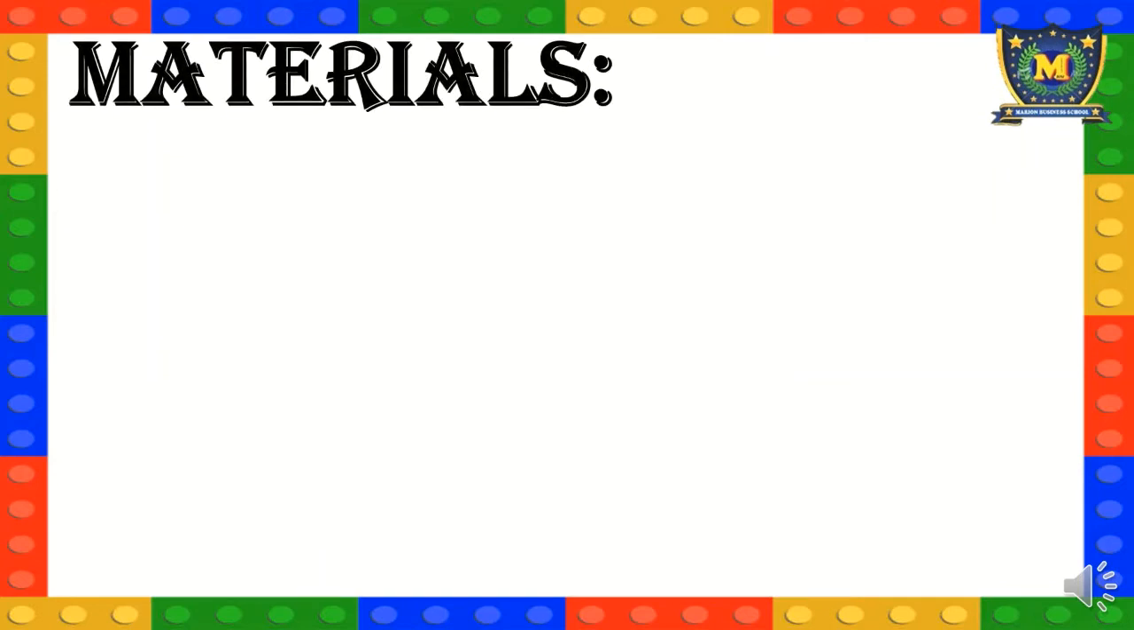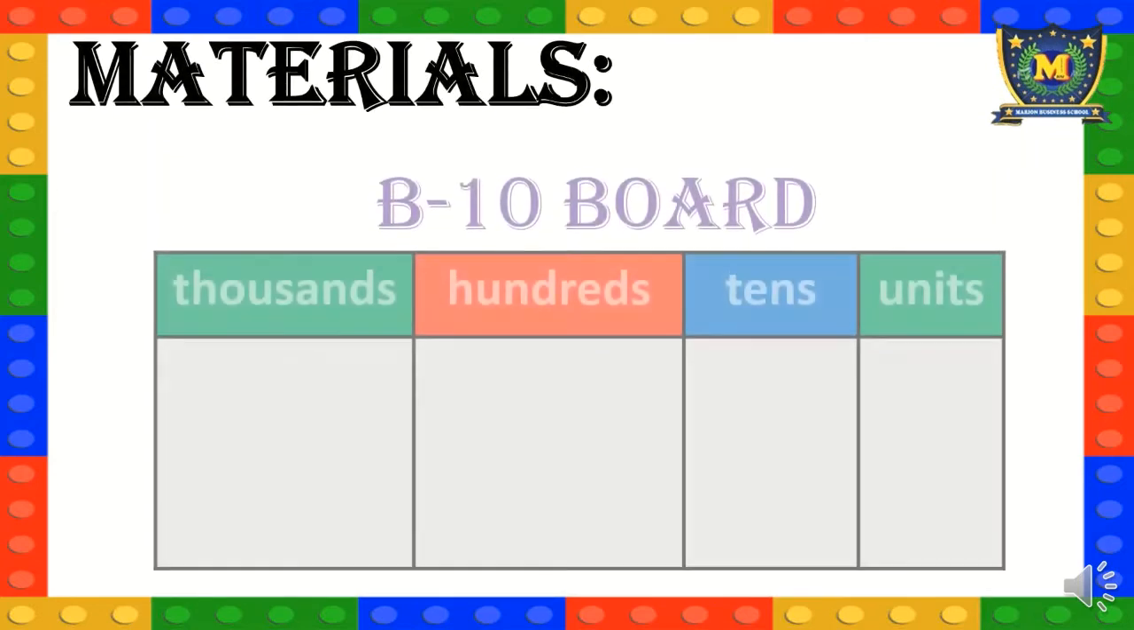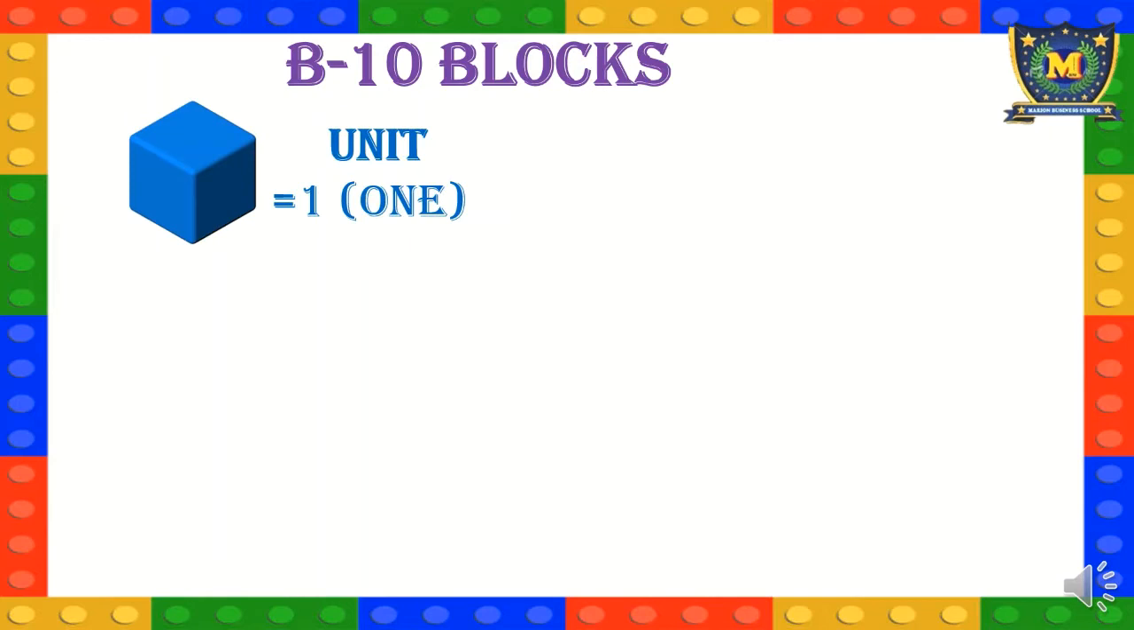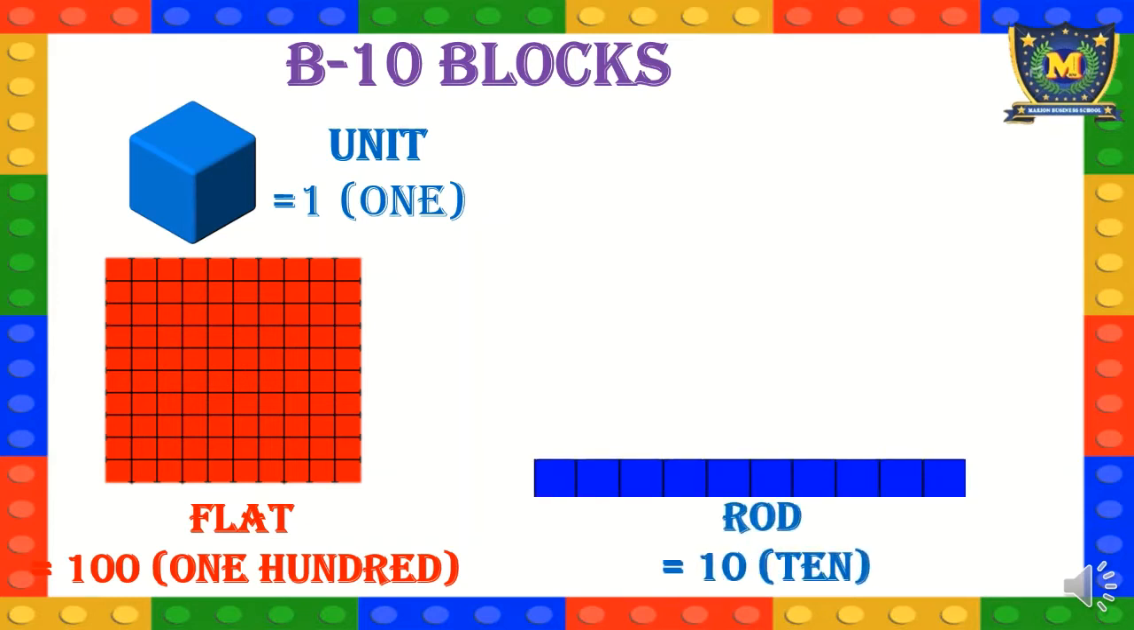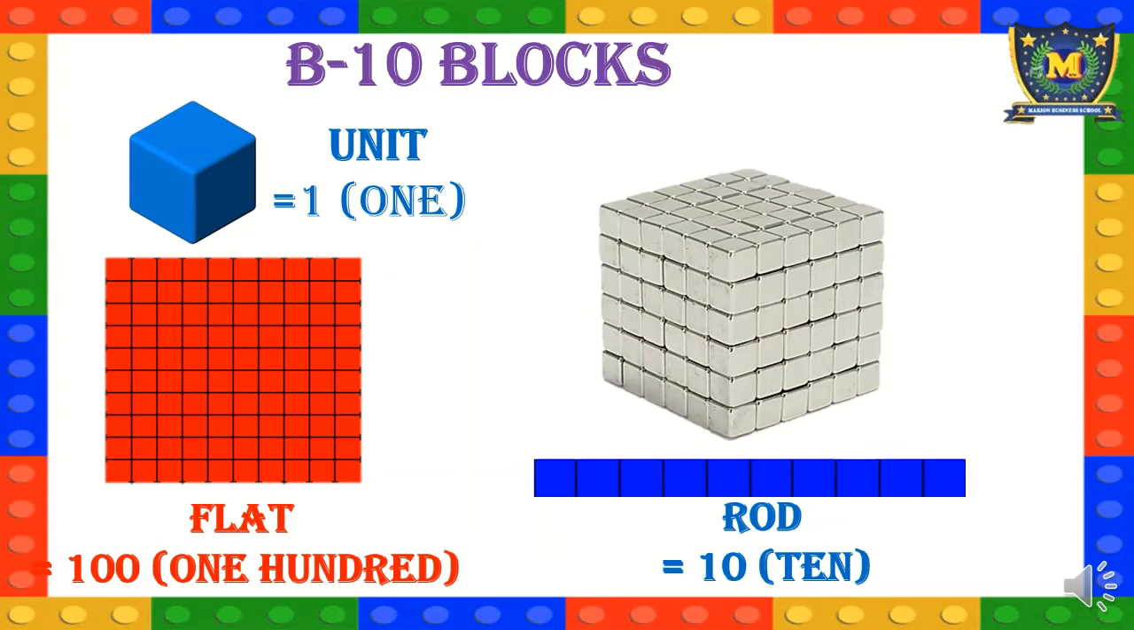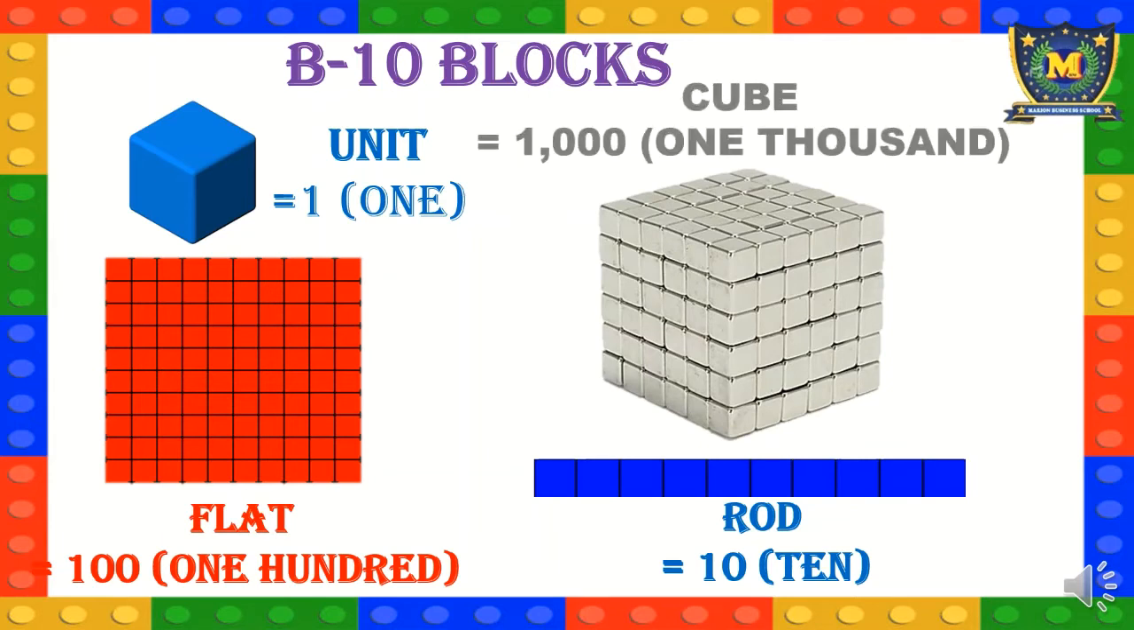Materials. These are the materials you need for this lesson. You need the beading board, and of course the beading blocks. You already met the unit, in which 1 unit is equal to 1, the flat, in which 1 flat is equal to 100, and the rod, in which 1 rod is equal to 10. For this lesson, you will meet a new block, which we call the cube. And 1 cube is equal to 1000.